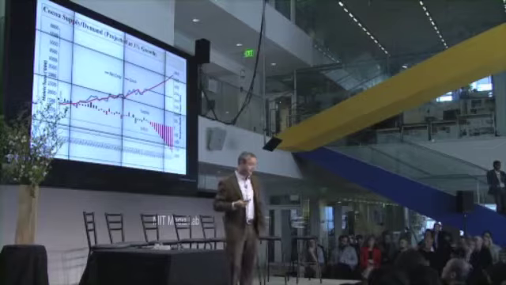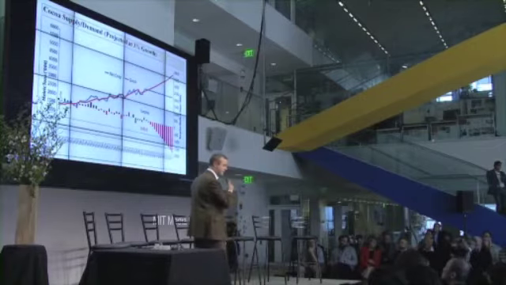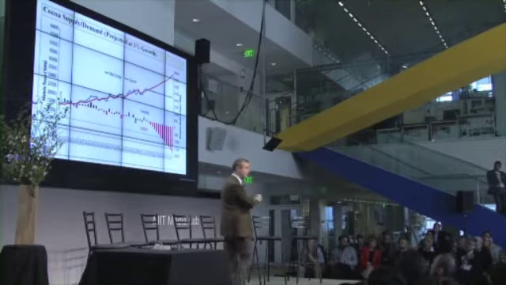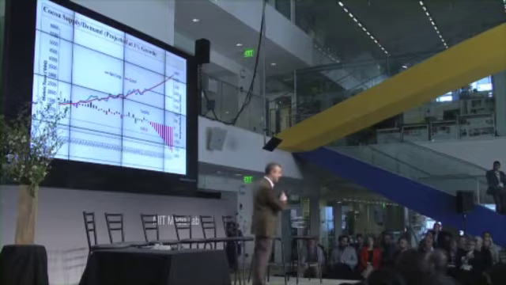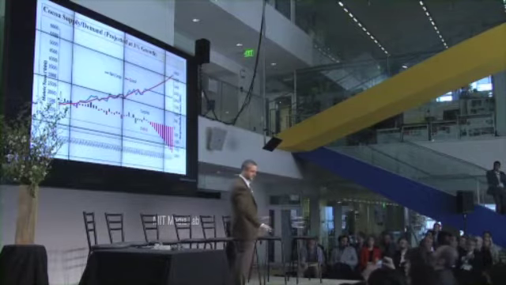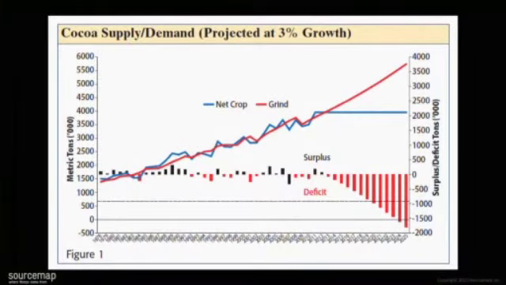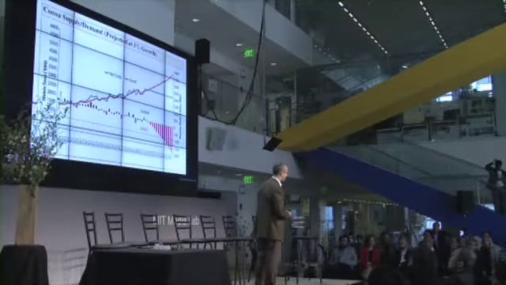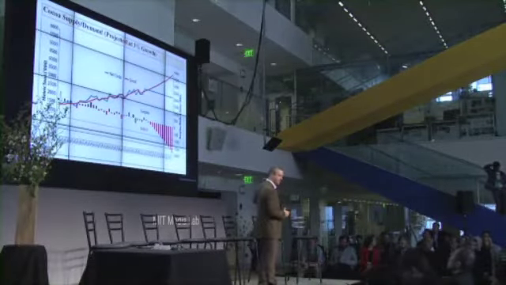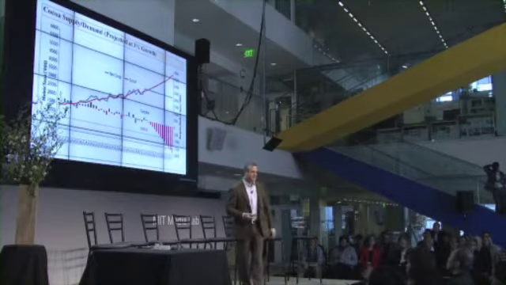And I'll tell you what the one big long-term problem is that I care the most about. It is the projected deficit in cocoa production worldwide for the next 10 years. See those red bars? That's how much less cocoa there is in the world than there is demand, okay? This is tragic. How can this be happening? How can such a big, $100 billion candy industry be facing that kind of cocoa deficit?